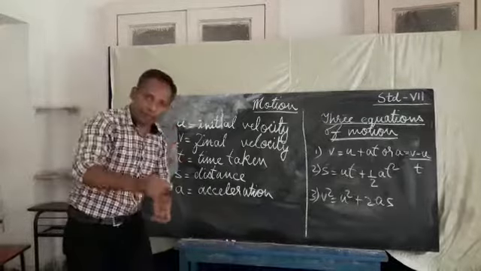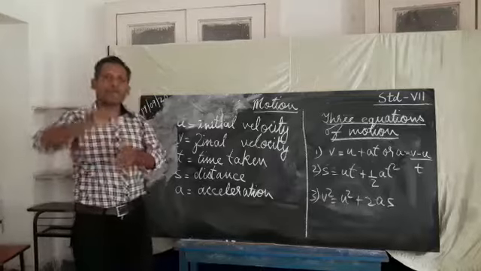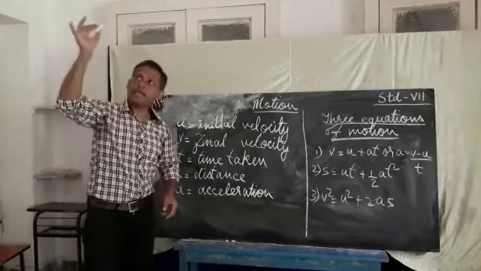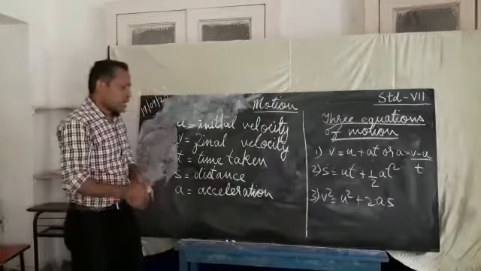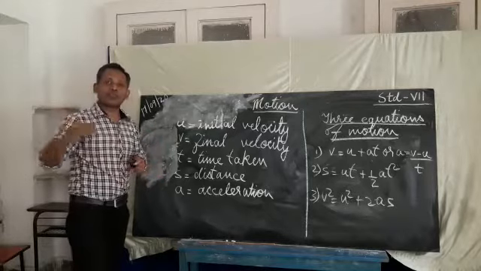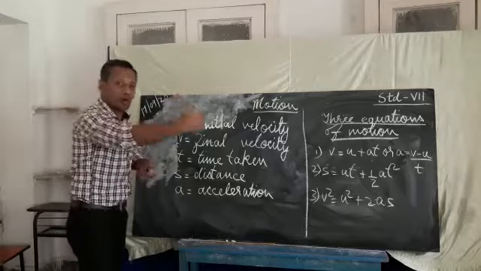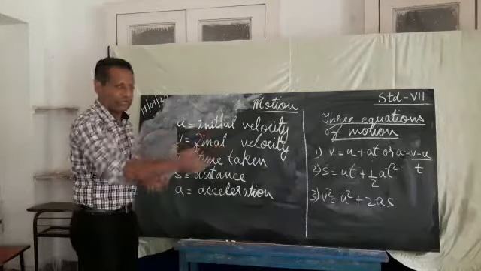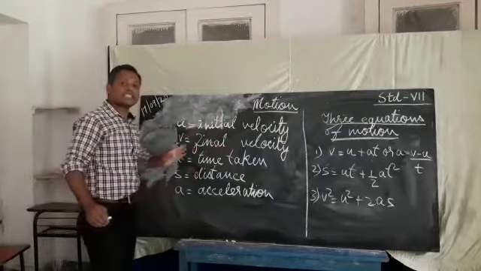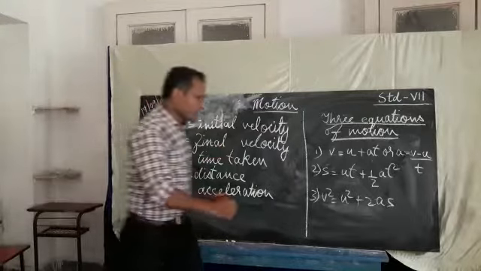But when you are throwing a body, it already has some velocity, so initial velocity will not be 0. Remember, when you drop a body, its initial velocity will be 0. But when you throw a body, it already has some initial velocity. A train which is starting from rest will have an initial velocity 0. But for a train which is moving and when brakes are applied, the initial velocity will not be 0. When brakes are applied and the body comes to rest, the final velocity will be 0. So initial velocity u, final velocity v, t is the time taken, s is the distance, and a is the acceleration.